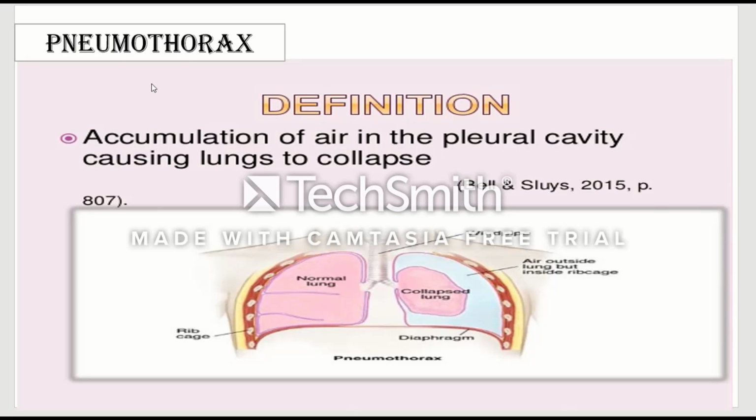Then আরেকটা clinical anatomy হচ্ছে pneumothorax. It means accumulation of air in the pleural cavity causing lungs to collapse. This one is the normal lungs and this one is the collapsed lung.